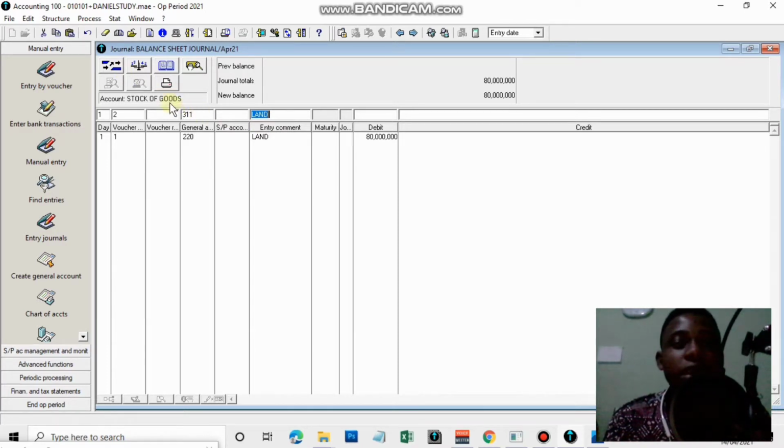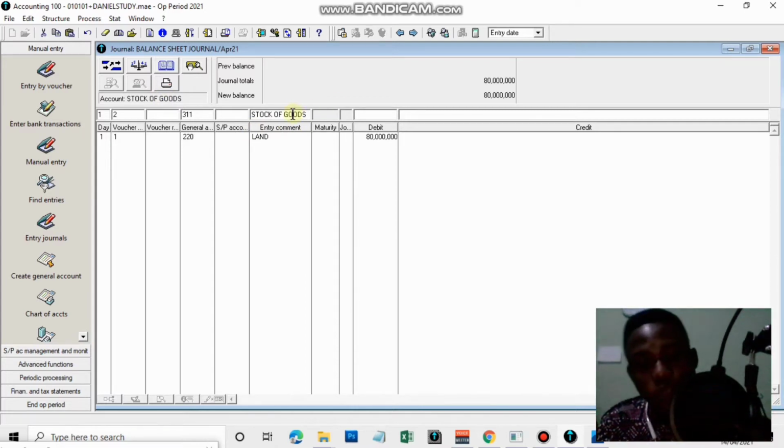It's going to automatically give you the name for the account number that I just put in. Here the account number says stock of goods. So I'm just going to come here and left click once, and it automatically writes the stock of goods. Then after doing that, you press the tab key.